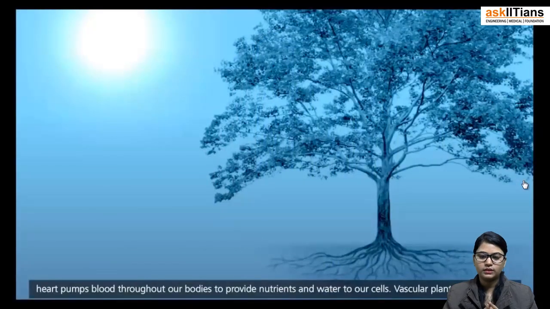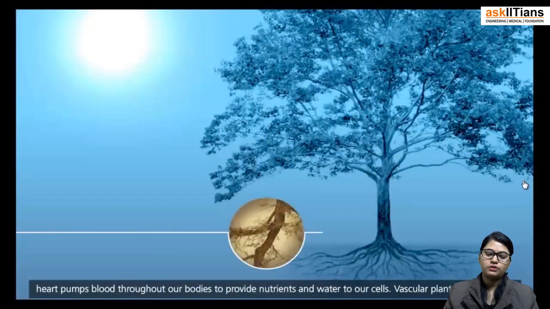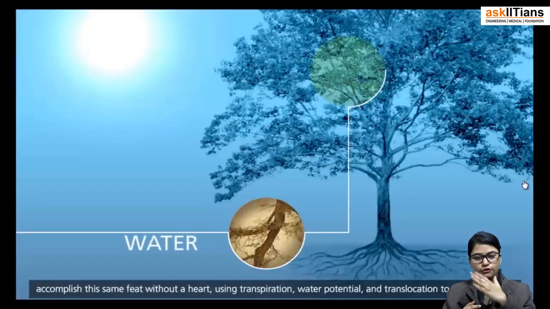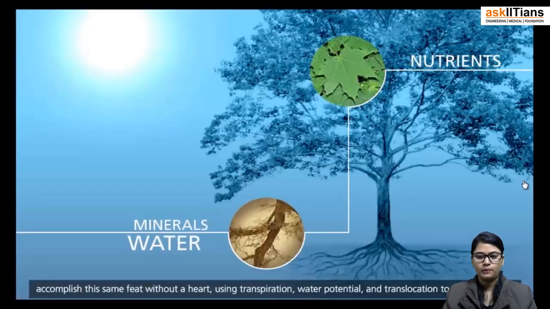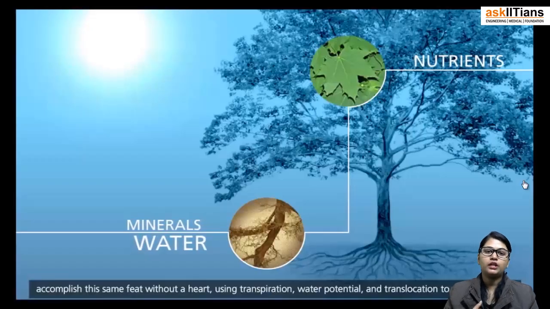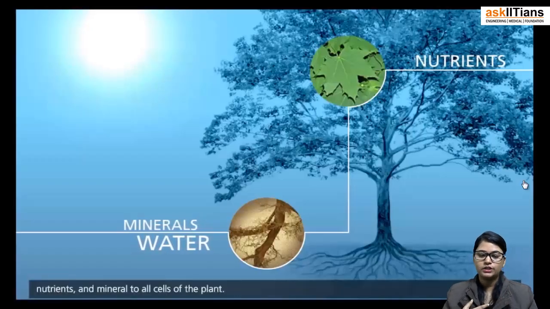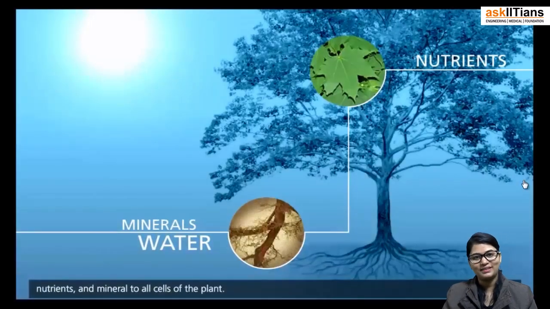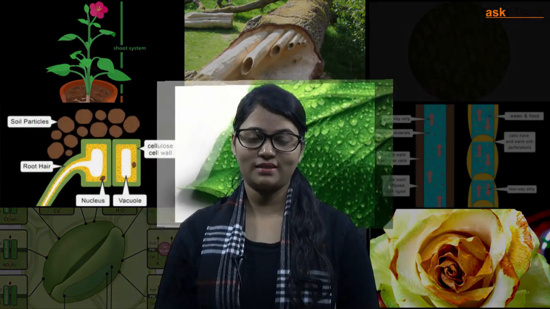Okay, so this is how nutrients and water are pumped throughout the plant, and how transpiration, translocation and water potential, all these activities are used in this way to allow the transport of nutrients and minerals into the plant. So students, this is all about the mechanism of water transport.